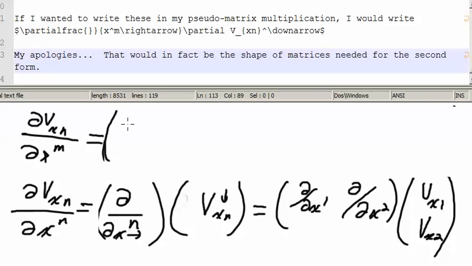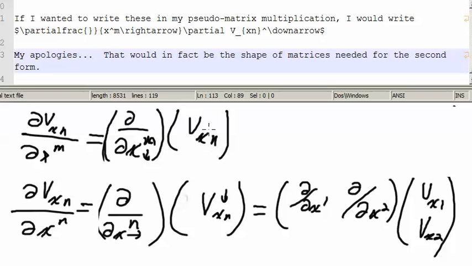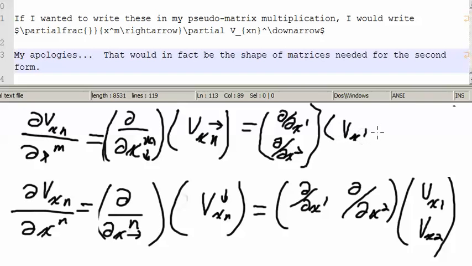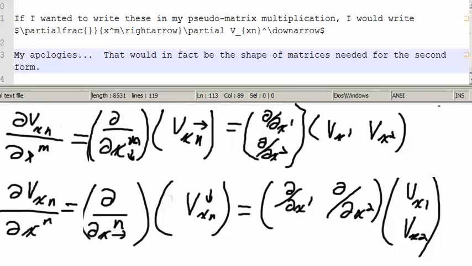What we would need for this one is what I was originally saying, del x n going down, and v sub x n, wait, this was m going down, del v sub x n to the right, which would give you del x1, del x2 times v sub x1, v sub x2. And so you see this one, when the n and m don't match, provides a 2 by 2 matrix. When the n and n do match, that's going to provide a scalar.